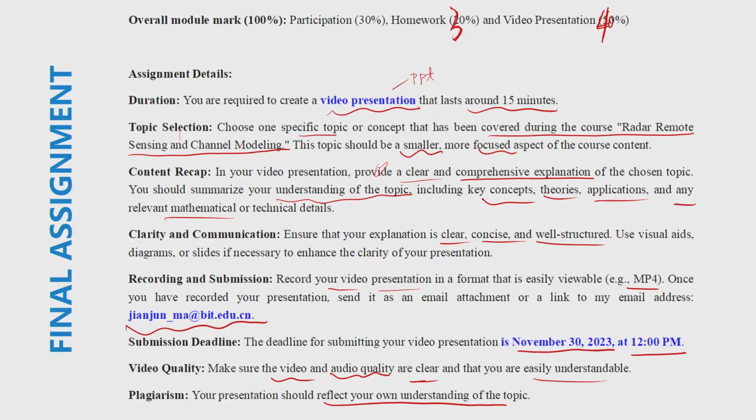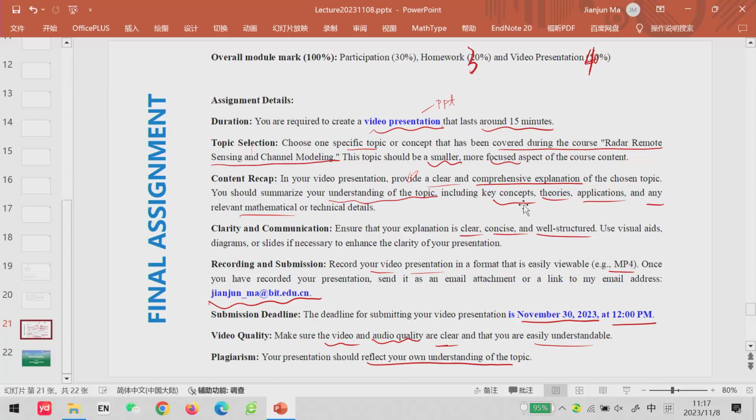Okay, so that's it. Thank you. I will send the file to our app group, so you do not need to take a picture of it. Okay, class is dismissed.